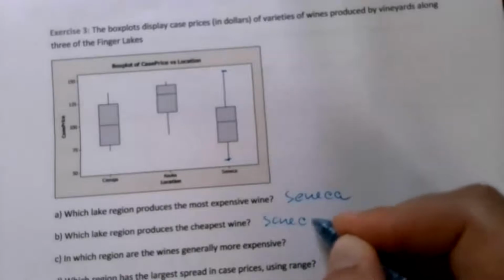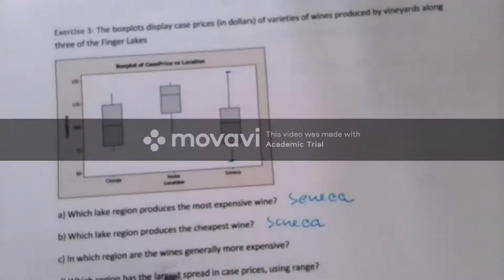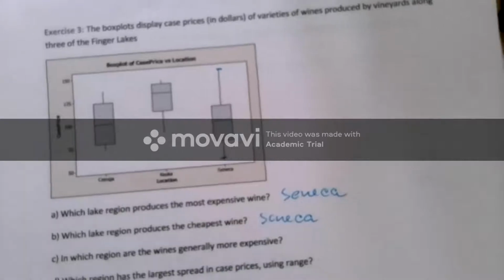The same one, right? Yeah, because that would be your very lowest point. So it's the same one. Okay, in which region are the wines generally more expensive?